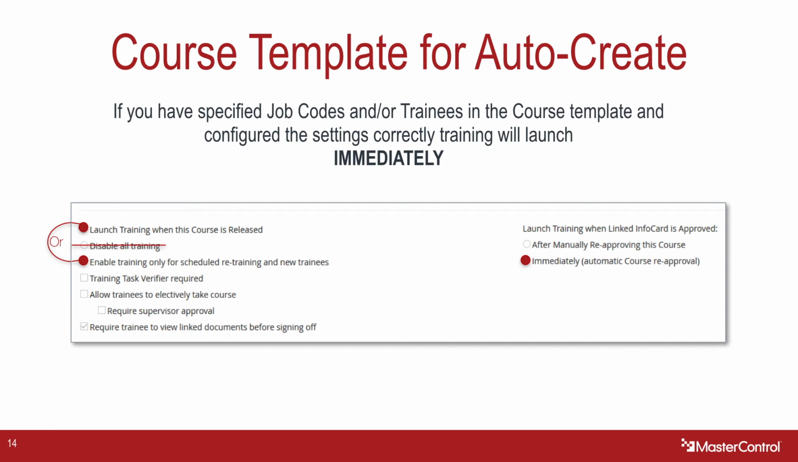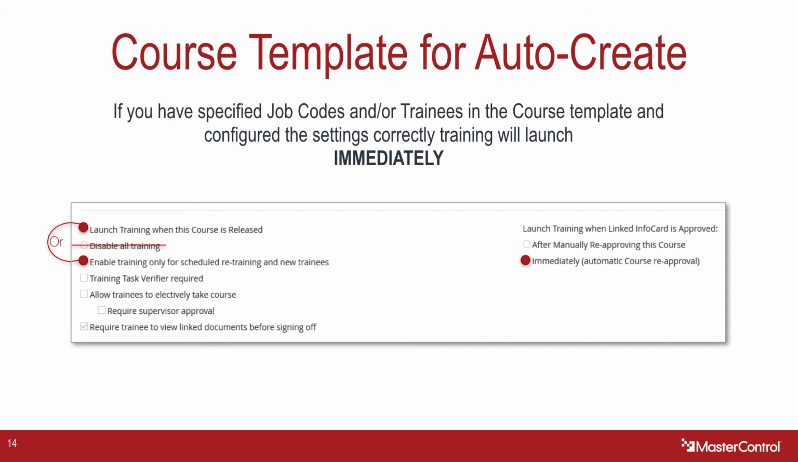And everyone hates training just automatically launching and having it be wrong. But you could set your course template to be after manually reapproving the course, and that way you would have to come in here and approve it before the training would ever launch. But if you are good with it to go, you set it to immediately launch the course once the document gets approved. You don't have to come back in here and set that or quick approve the course.